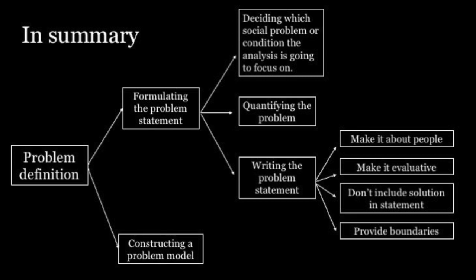Now, for writing the problem statement, we discussed 4 guidelines. The first one is to make it about people, to make it about a condition that affects people, to make it evaluative, to avoid including a solution in the statement, and to provide tractable boundaries. And that's how you formulate your problem statement.